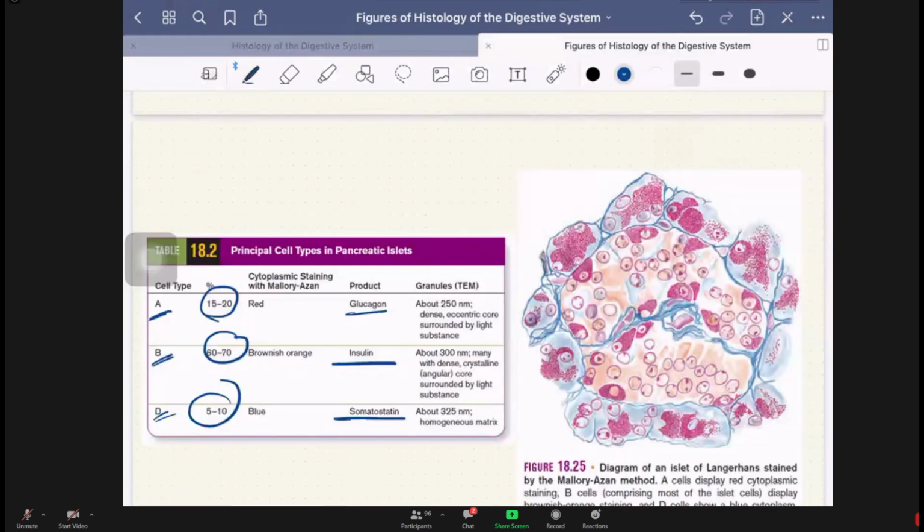So this is all about the histology of the digestive tract. Anyone have any question? No, sir.